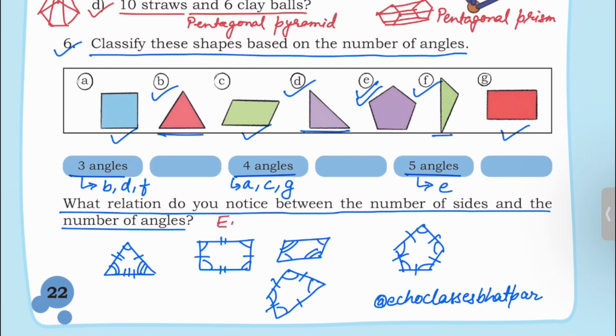That means each shape has equal number of sides and angles.